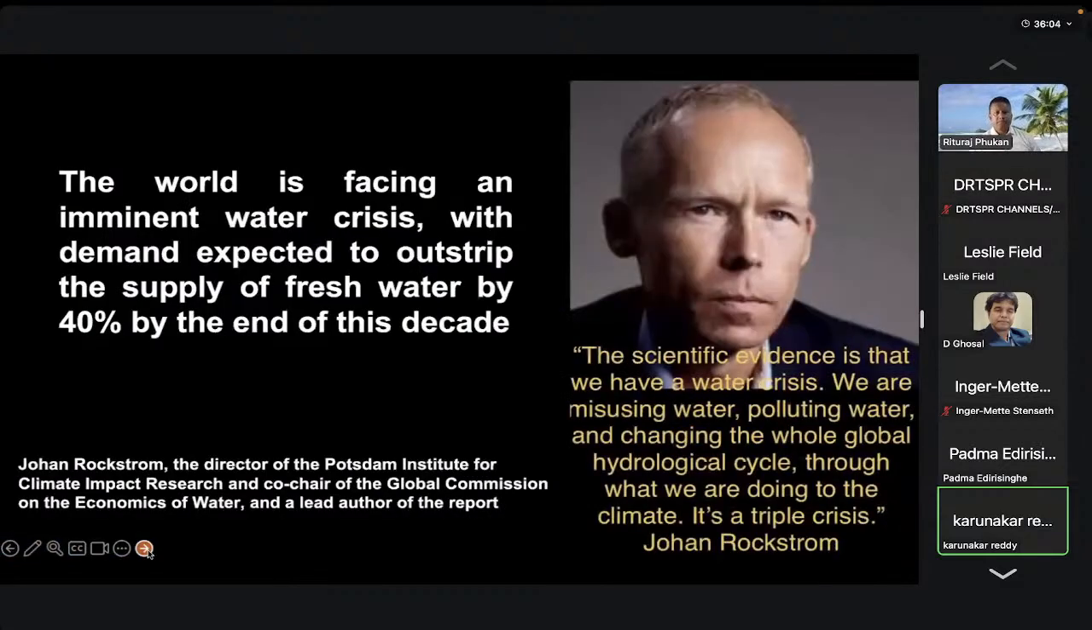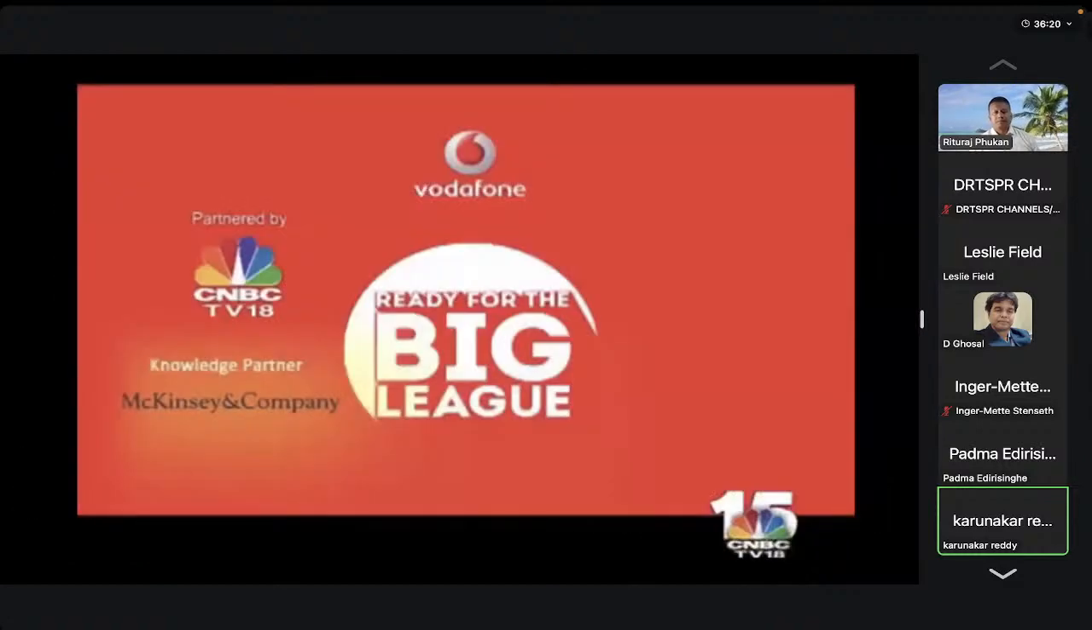The world is facing an immense water crisis, with demand expected to outstrip the supply of fresh water by 40% by the end of the decade. But it is not only at the end of the decade. It is already happening at present.